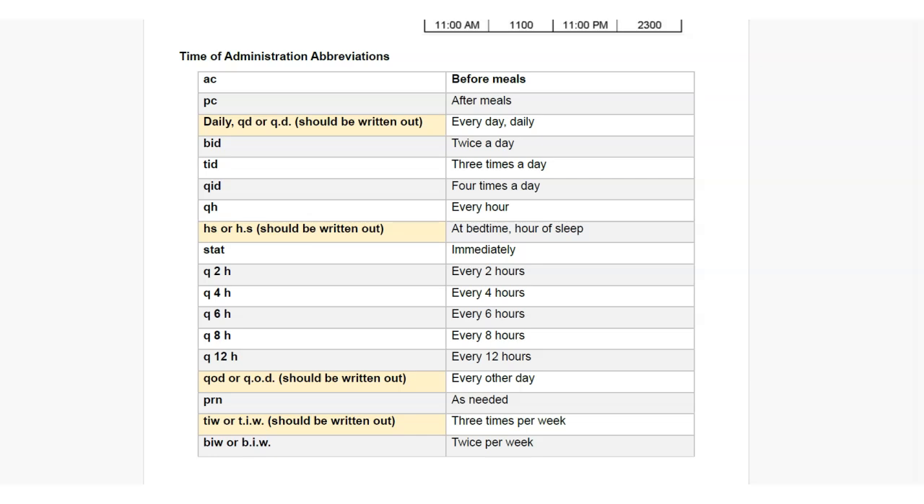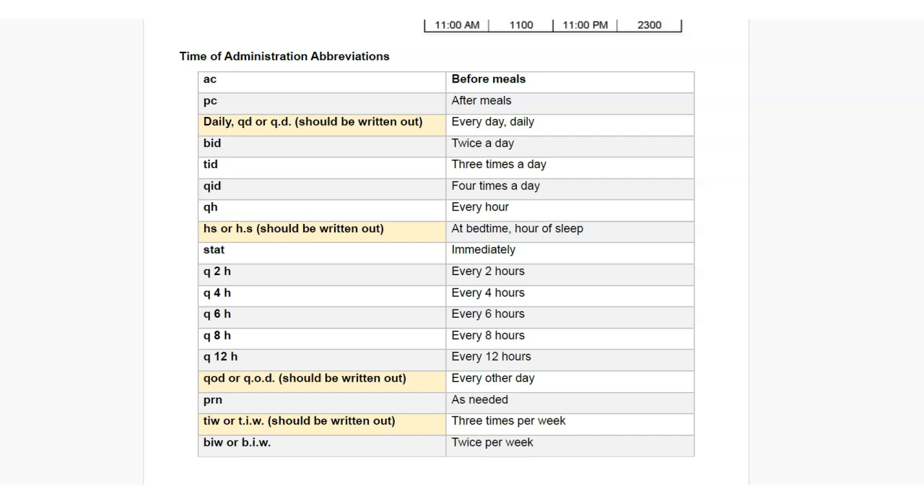Medication administration abbreviations, so please remember these. AC stands for before meals. PC is after meals. An easy way to remember AC, especially if you speak Spanish or a similar language: AC is antes, or before. C is comer. So antes de comer, AC, before meals. And then PC, después de comer, that's going to be after meals. Anyway, I hope that helps. If it doesn't, just memorize it.